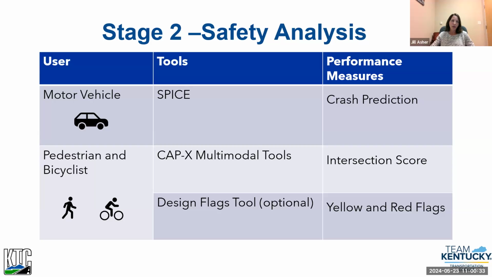But also, if you have a lot of bikes and peds, there's this thing called the design flags tool, but it's optional. Your performance measures are those yellow and red flags or a no flag. I do want to mention that there are some alternative intersections that SPICE doesn't address. For those, you might want to look at other tools like SSI or number of conflict points. Again, we need to keep it flexible enough, but also look at the safety of the different intersections in some way.